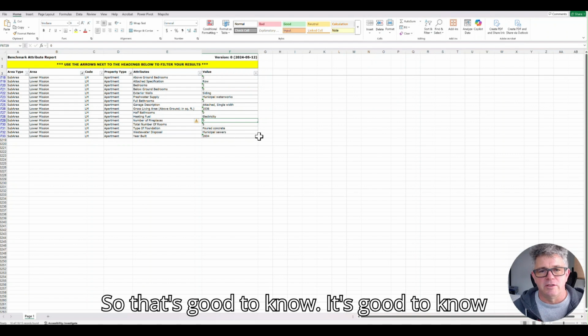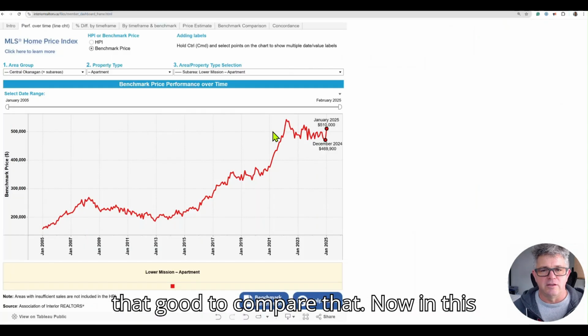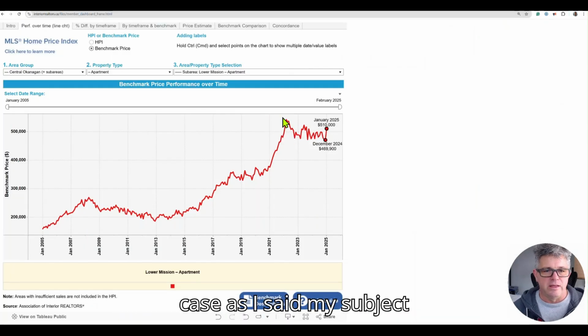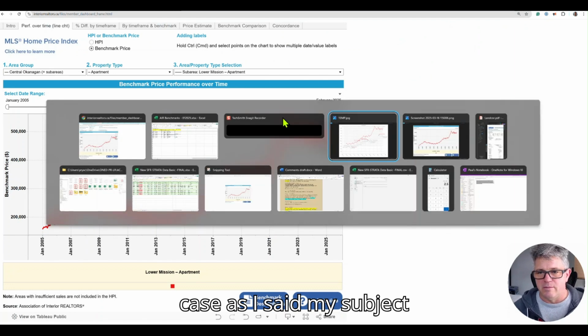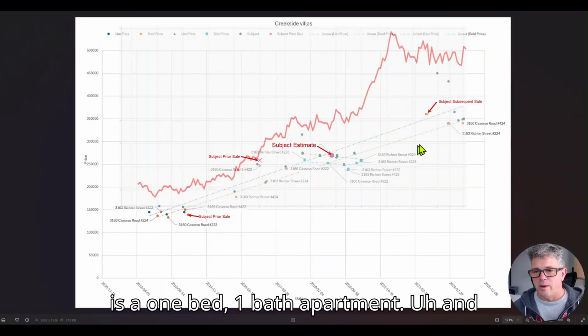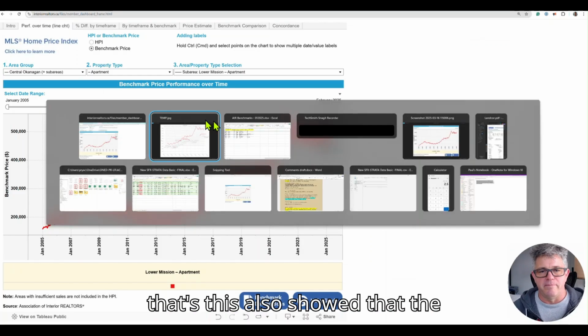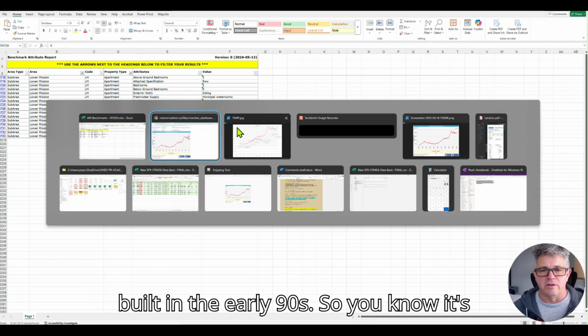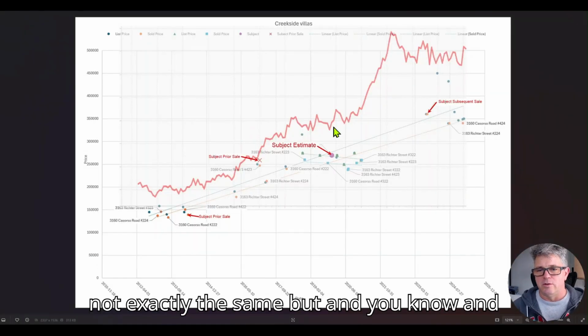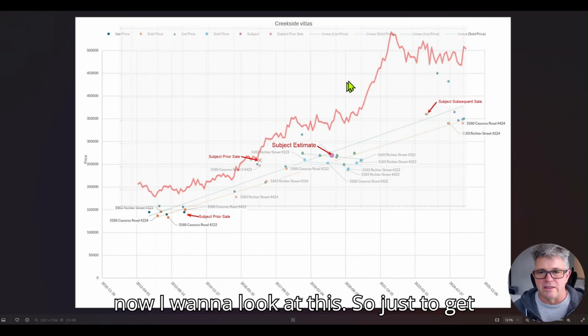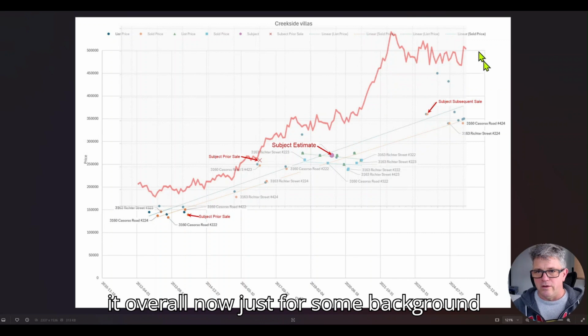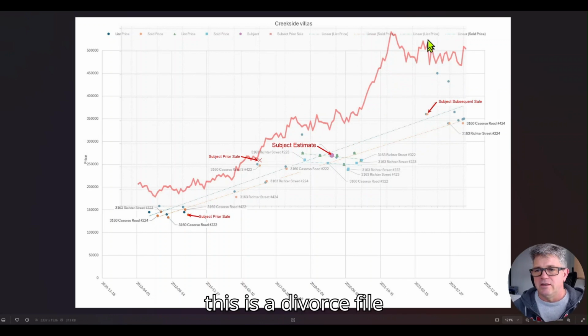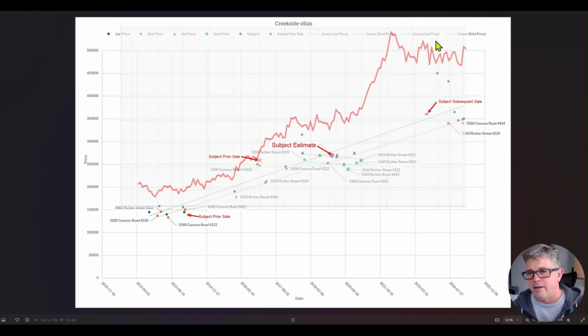So it's good to know that, good to compare that. Now, in this case, my subject is a 1-bed, 1-bath apartment, and this also showed that the average year built was 2004. Ours are built in the early 90s, so it's not exactly the same, and now we want to look at this. Just for some background, this is a divorce file.